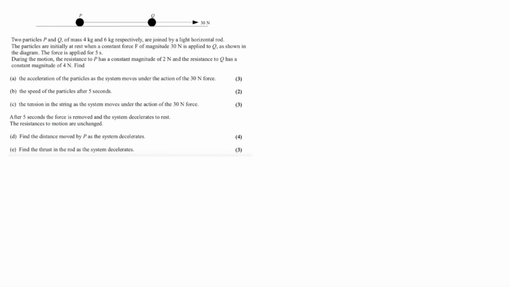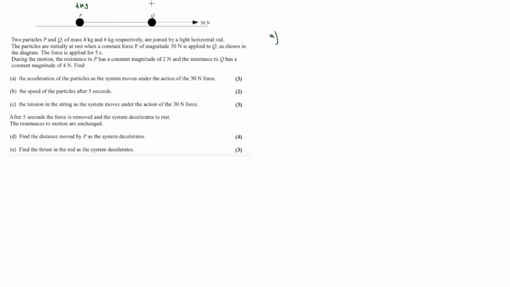So here we have our final question, which involves systems of forces, but also F equals ma. Part A is asking for the acceleration of the particles as the system moves under the action of a 30 newton force. We have two particles, P and Q. This has a mass of 4 kg.